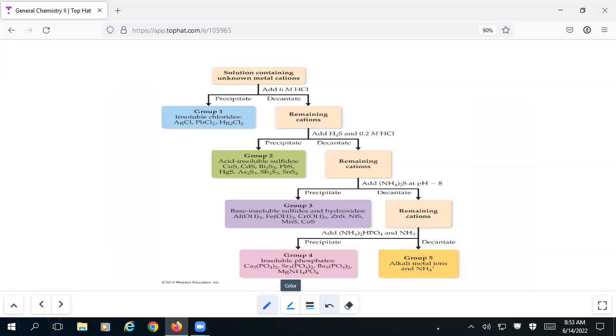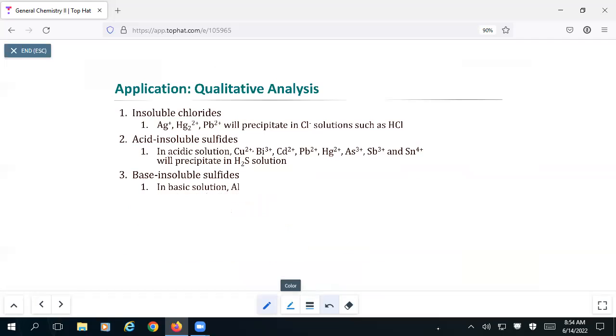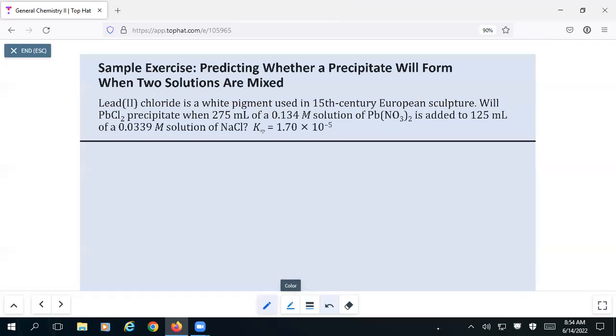So that's the big picture. That's where we were going, what we were looking at. Let's close off this chapter with a couple of example problems here, with this idea of: will a precipitate form? So we've got lead 2 chloride, which was used as white pigment in sculptures.